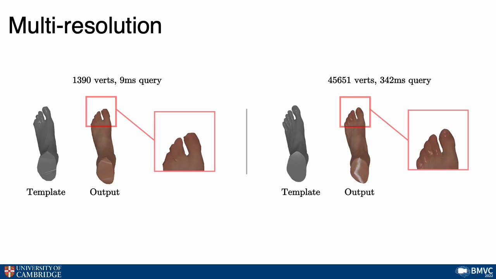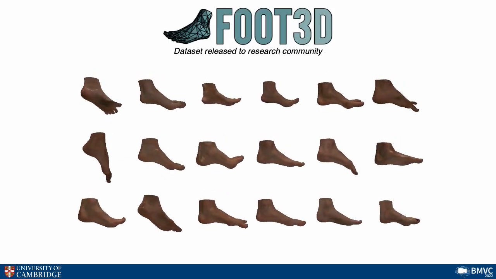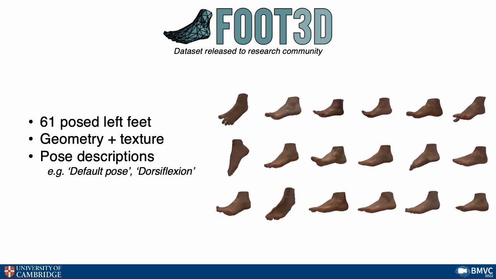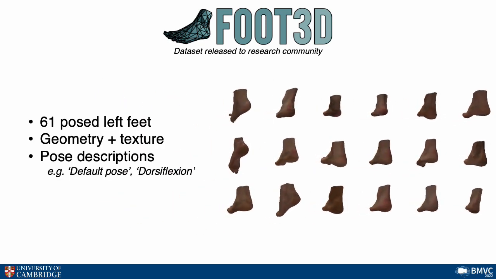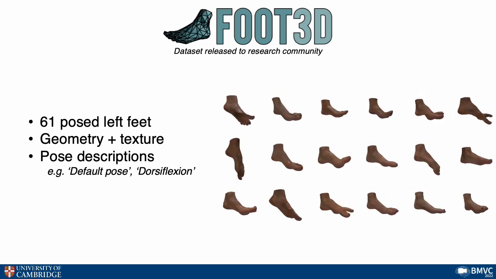resolution depending on the target application. For speed or memory critical applications, such as web or mobile applications, we can use a lower resolution template mesh to reduce the computational requirements. For higher resolution applications, we can use a higher resolution template mesh to produce higher quality outputs. To train our model, we produced Foot 3D, a dataset of 61 textured 3D scans of left feet from a variety of subjects in different poses. This dataset is available for download by the research community on our project page.